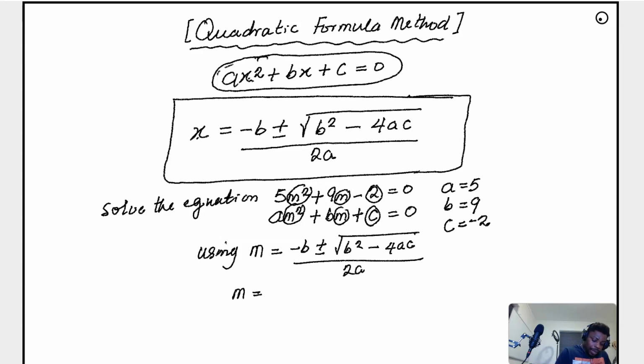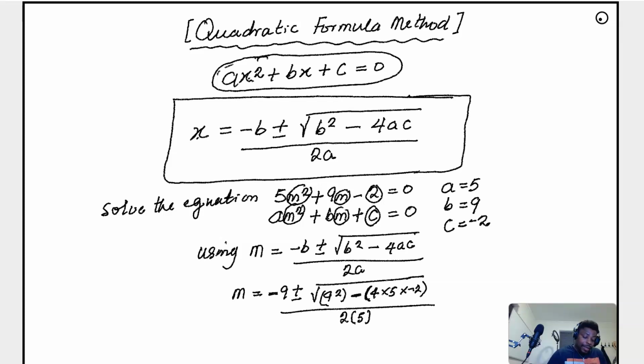So my m is equal to minus, what is b? b is 9, plus or minus the square root of, what is b? 9 squared. Then, remember, whenever you want to do 4ac, always put a bracket. There's a reason, I will let you know that later. So bracket 4 times, what is a? 5, times what is c? Minus 2. All over 2a. What is a? 5. Okay? So now in this case, we just need to simplify things out.